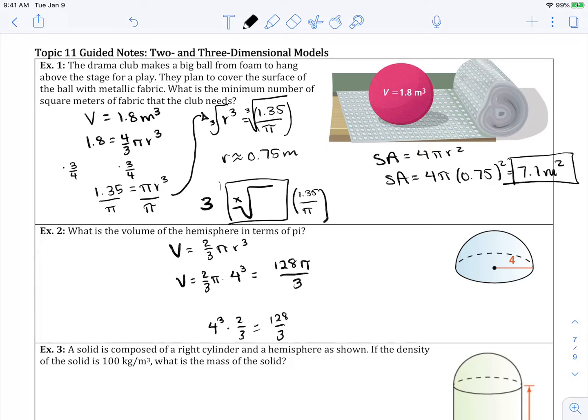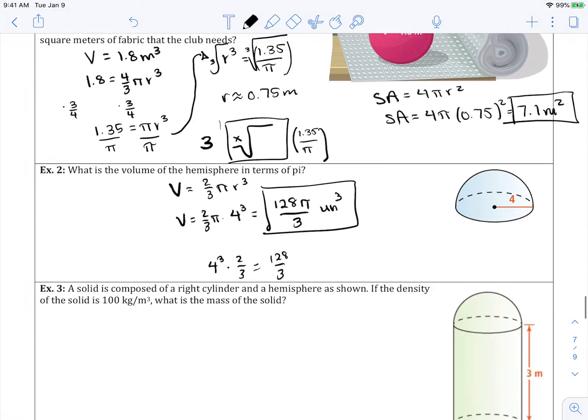I'm going to stick that pi in here, and we don't know units, so we're just going to say units cubed. So when leaving answers in terms of pi, kind of ignore the pi till the end, do the other calculations, and then stick a pi on your answer.